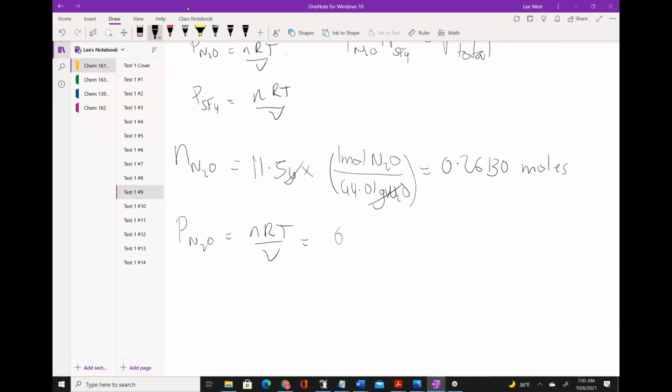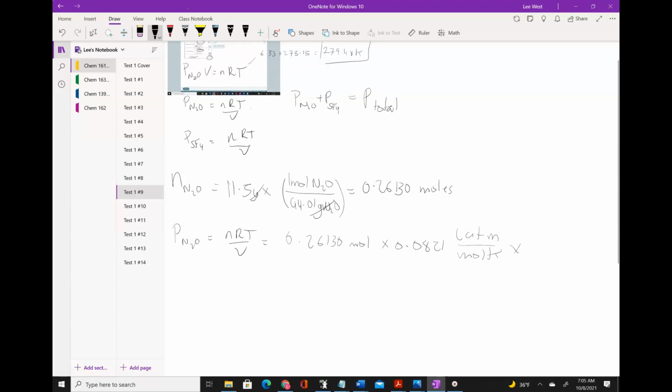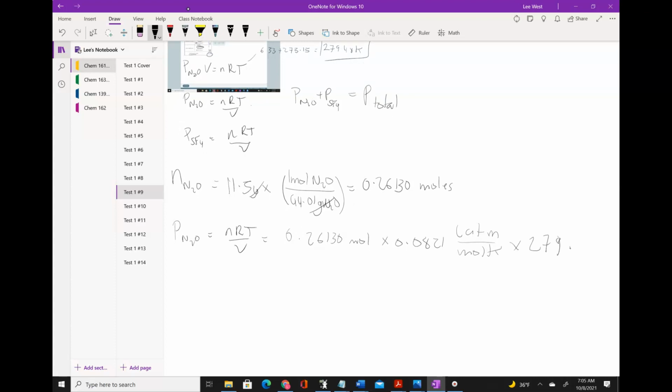So we got 0.26130 moles times 0.0821 liters atmospheres per mole per degree Kelvin, times our temperature, which was 279.48 Kelvin, divided by our volume, which was our 10 liters. So moles, moles, Kelvin, Kelvin, liters, liters, and that leaves me with the pressure of N2O. Only one thing left, atmospheres.